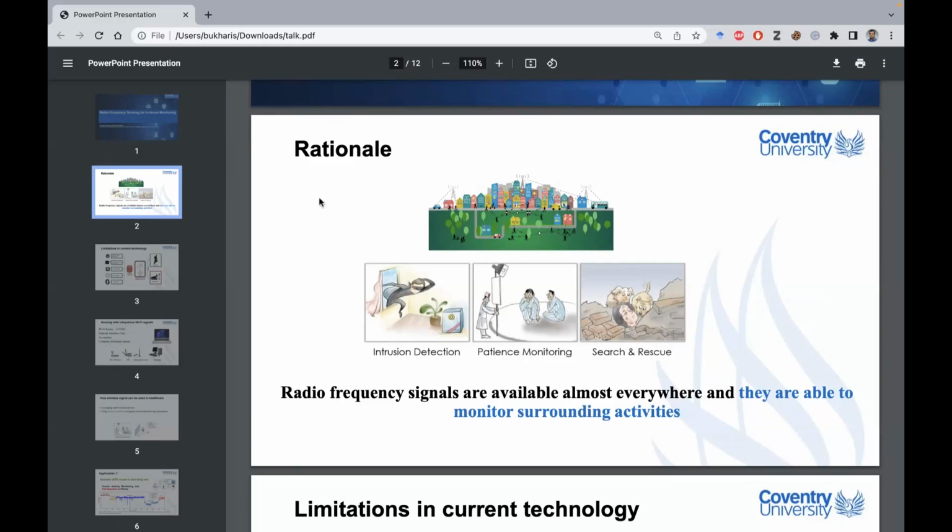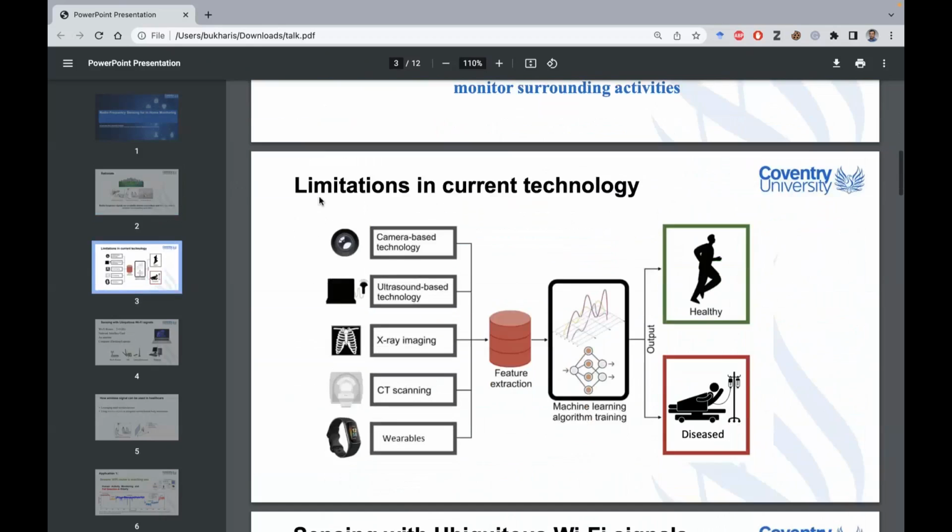Apologies for the typo mistake here, it's patient, not patients. For patient monitoring in hospitals or home or at care homes, or even these can be used for search and rescue operations as well. So my main focus is on using these radio frequency signals for in-home patient monitoring. So that's the rationale. Can we move forward?